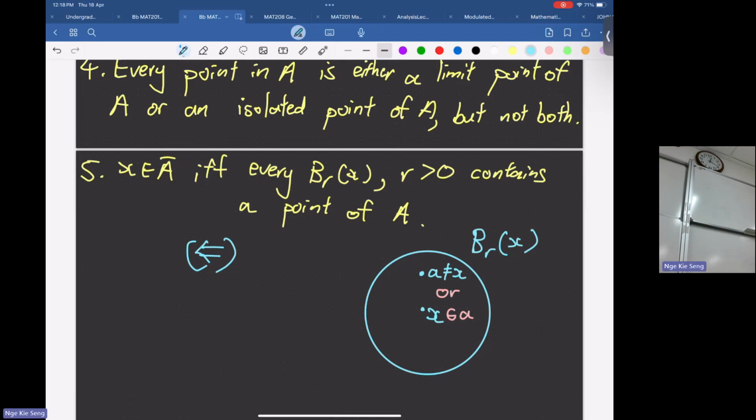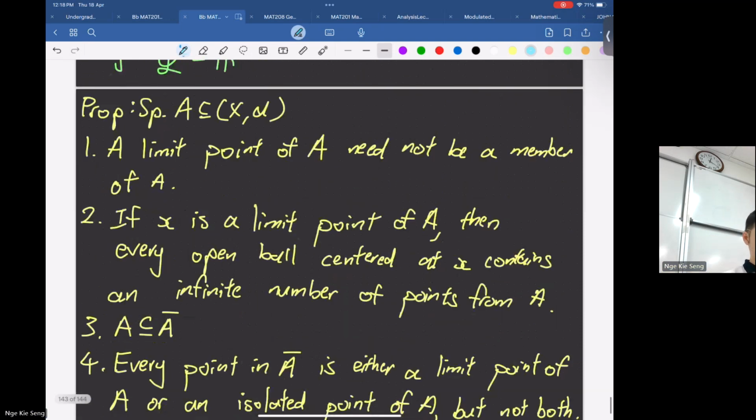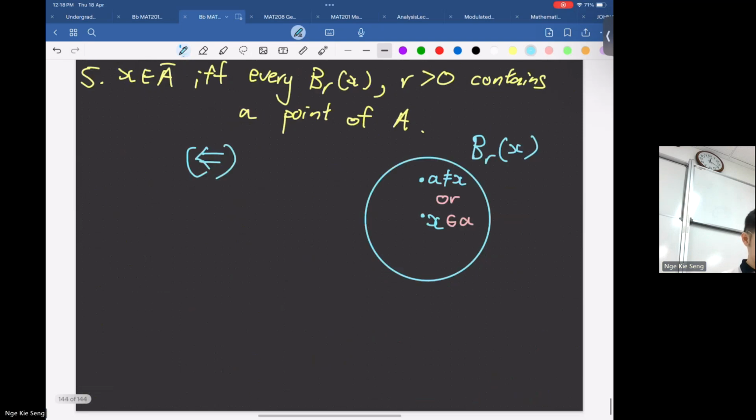Try and write it out, because these are just routine exercises to check whether you know the definition. Any questions regarding these five statements? Okay, so far so good.